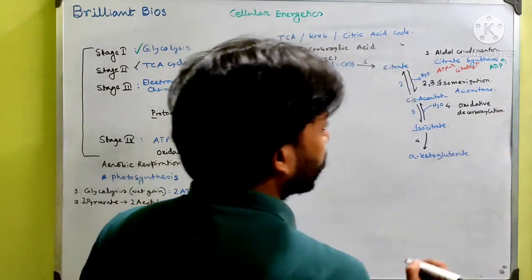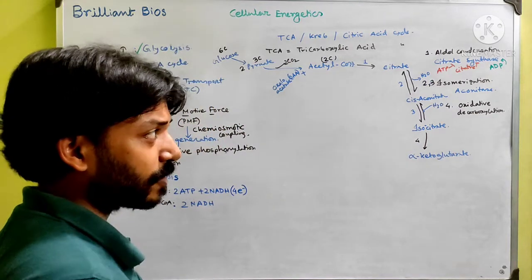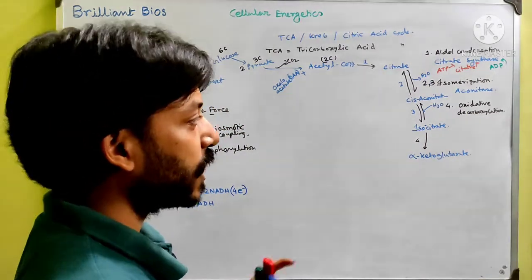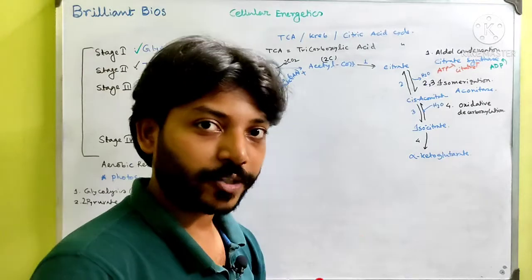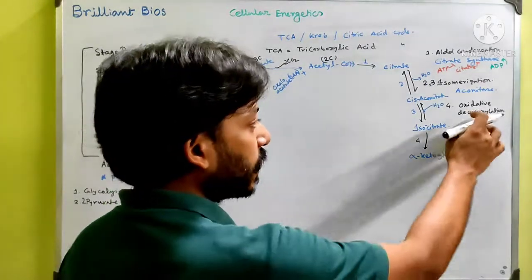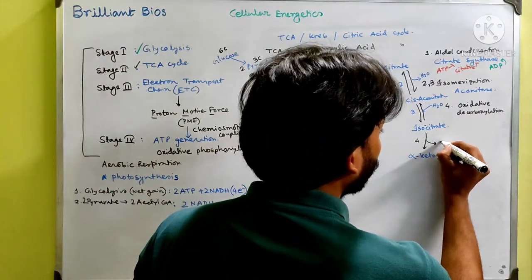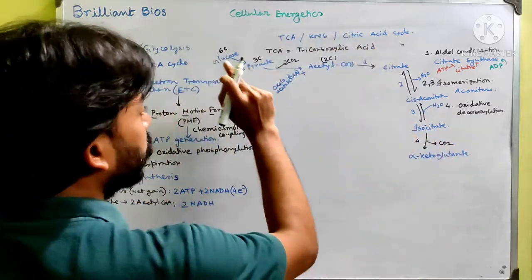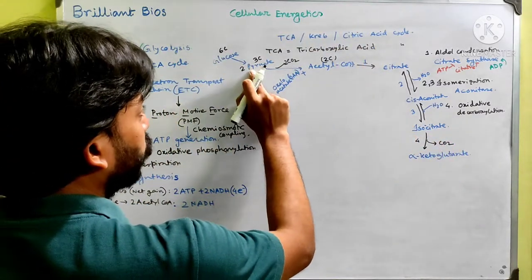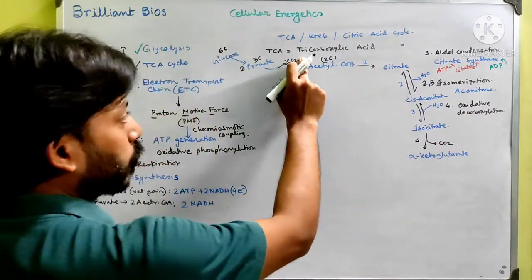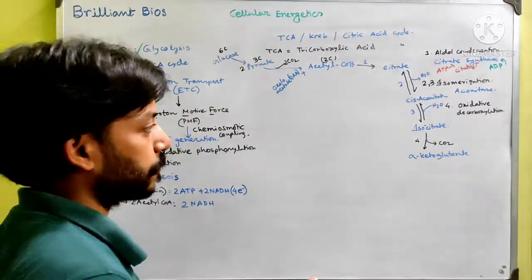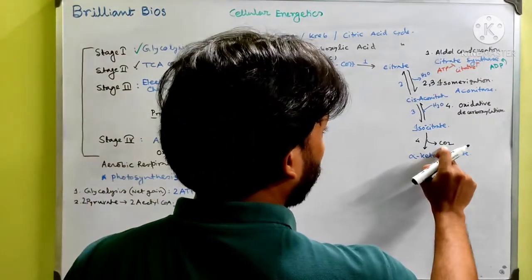Okay, oxidative decarboxylation. What does it mean, oxidative? Oxidative means in these reactions there should be an oxidation and reduction reaction, and decarboxylation means one carbon dioxide will be released, because in my previous lecture I mentioned that from pyruvic acid to acetyl CoA carbon dioxide is released, so it is also known as decarboxylation. So decarboxylation means one carbon dioxide will be released.